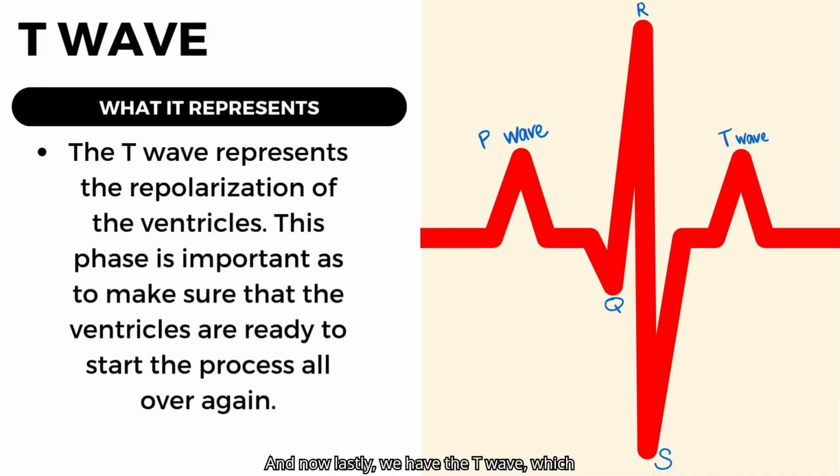And now lastly, we have the T wave, which represents the end of the EKG chart. It's basically the repolarization of the ventricles, which is obviously crucial in order to make sure that the ventricles can restart this whole process of pumping blood.